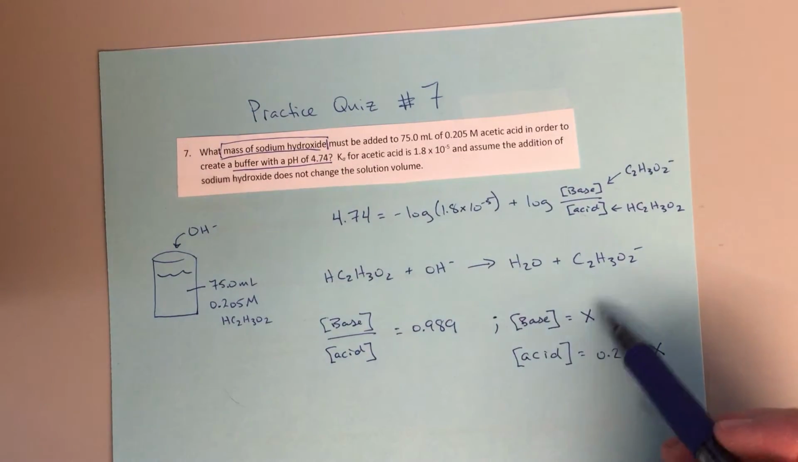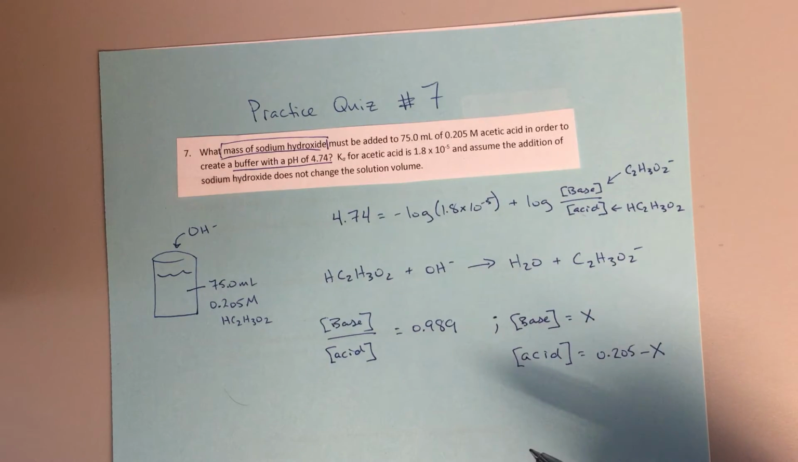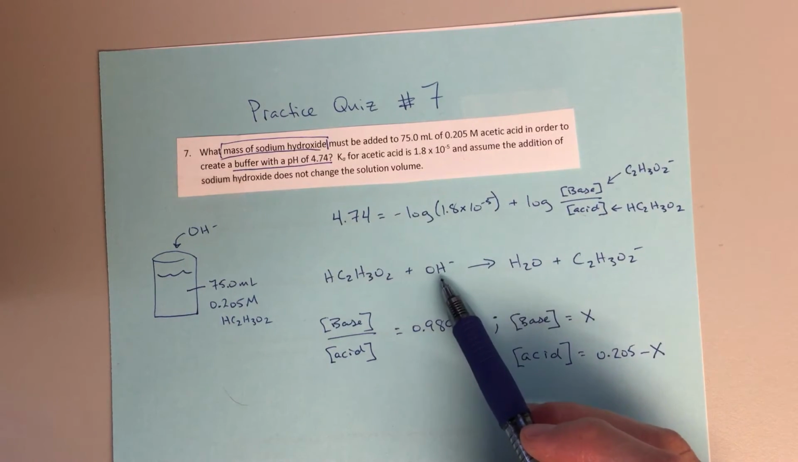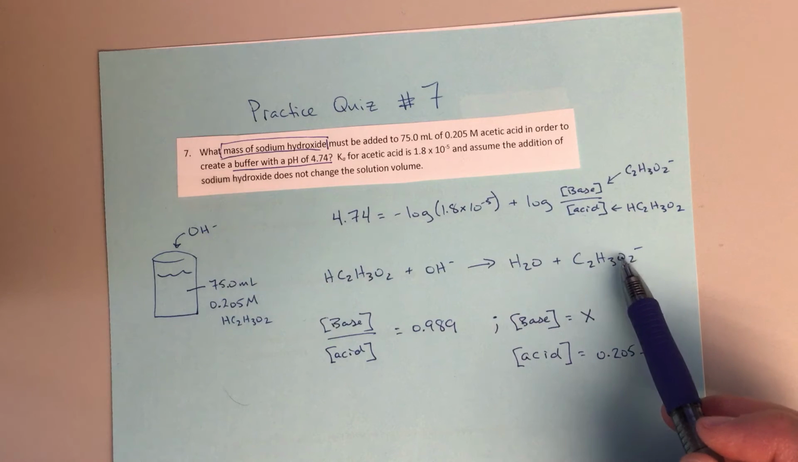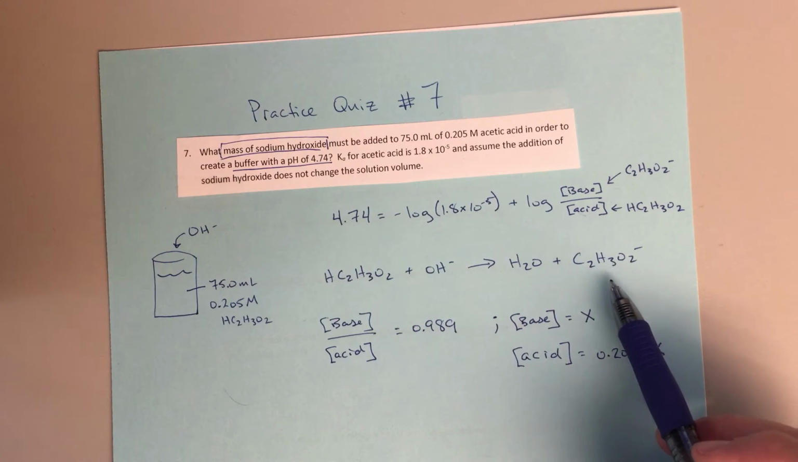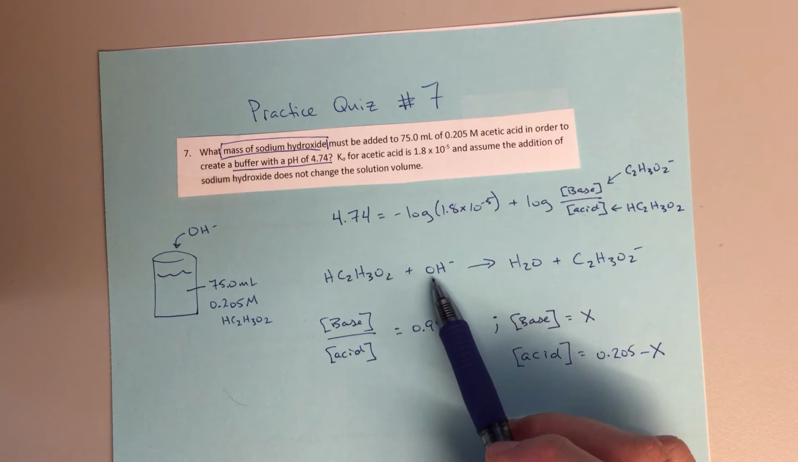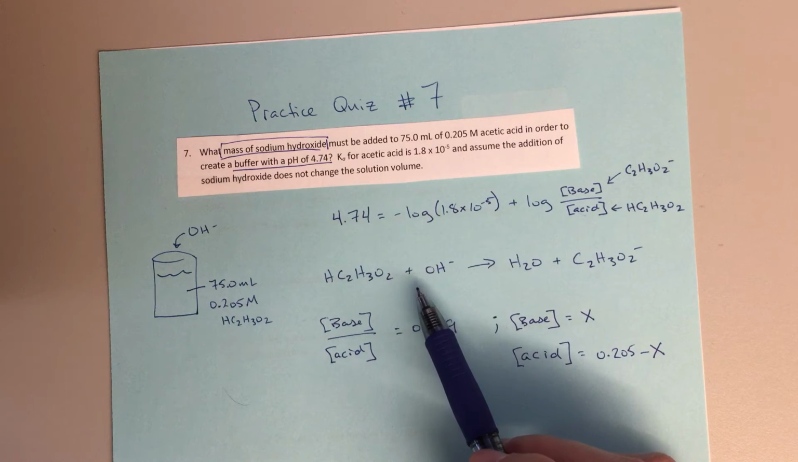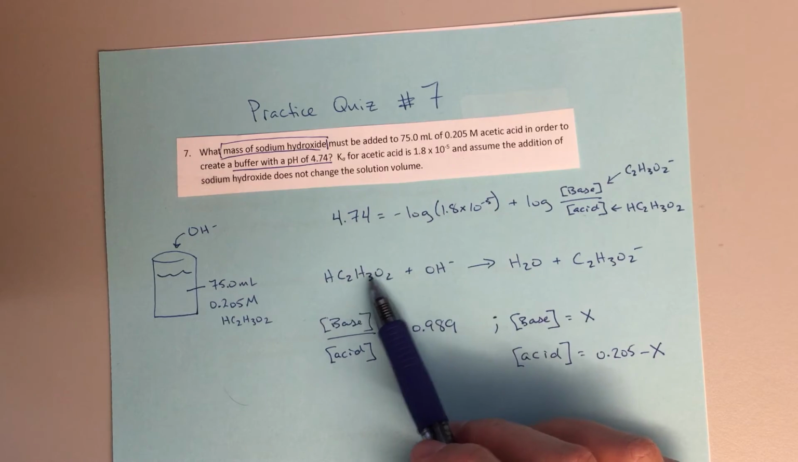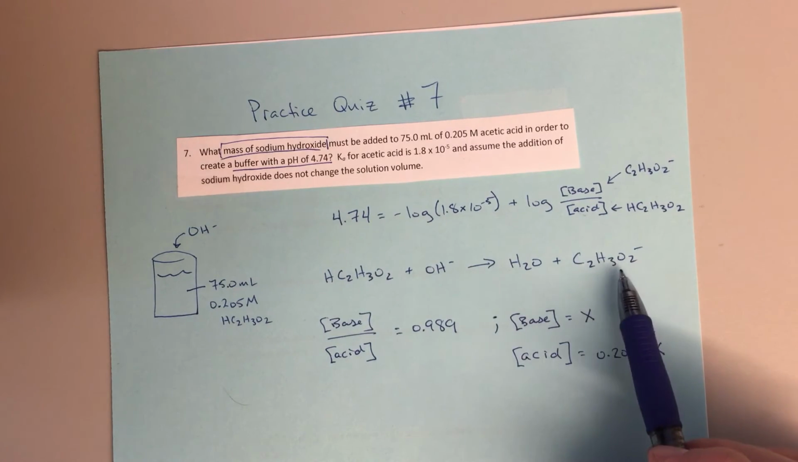My concentration of my base, that's going to be my concentration of acetate ion. That's also going to be the concentration of OH minus, right? What is the source of acetate ion? That source of acetate ion is OH minus, right? This OH minus, whatever I add in, it's going to react with my acetic acid to form our acetate ion.